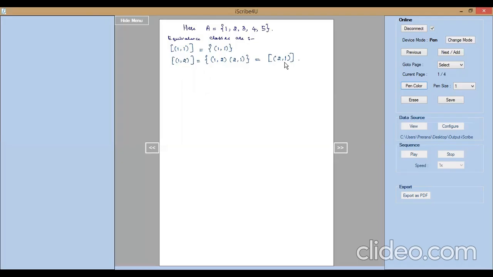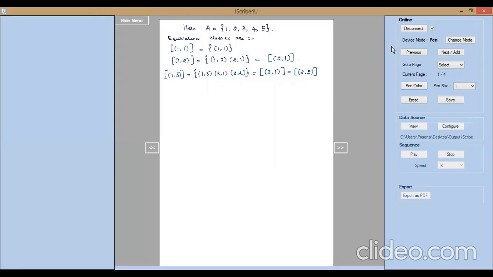Then I consider 1, 3. So the sum should be equal to 4. So I have 1, 3, 3, 1, and 2, 2. So again, this is the same as writing down the equivalence class of 3, 1 as well as the equivalence class of 2, 2.